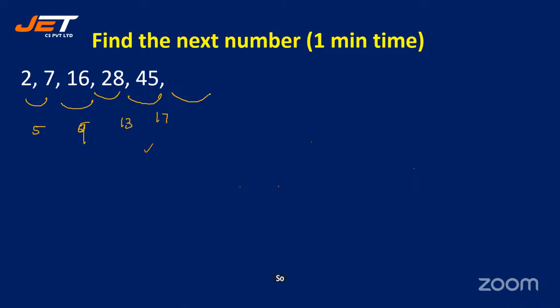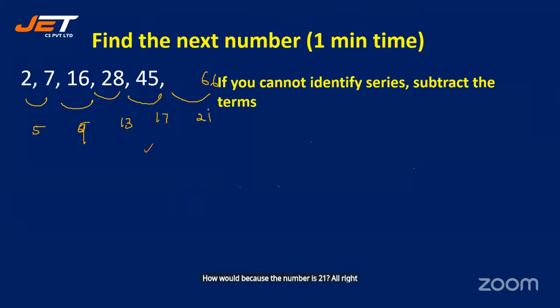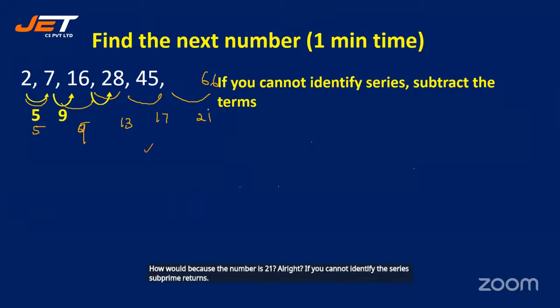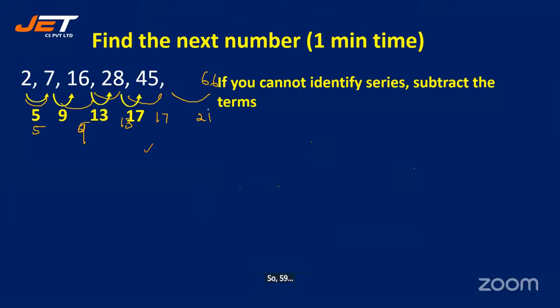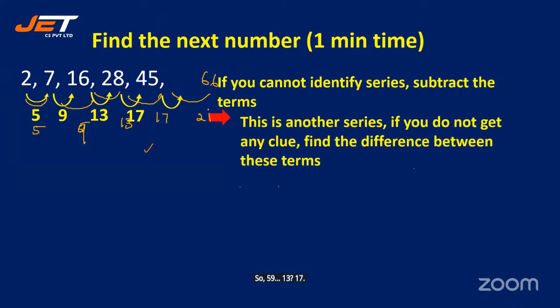So what could be the next number? So you can see here 5, 9, 13, 17. So the next number should be 66. How? Because the next difference is 21. All right. So if you cannot identify the series, subtract the terms. So 5, 9, 13, 17. The next number.